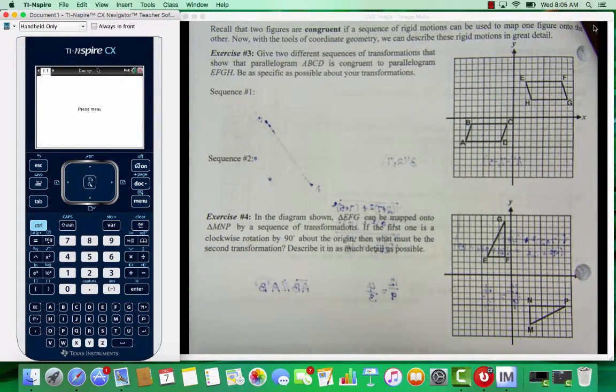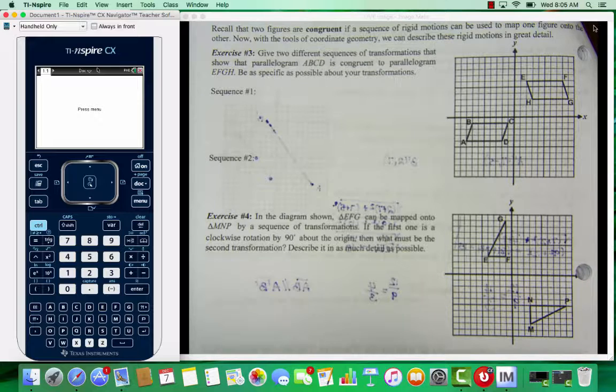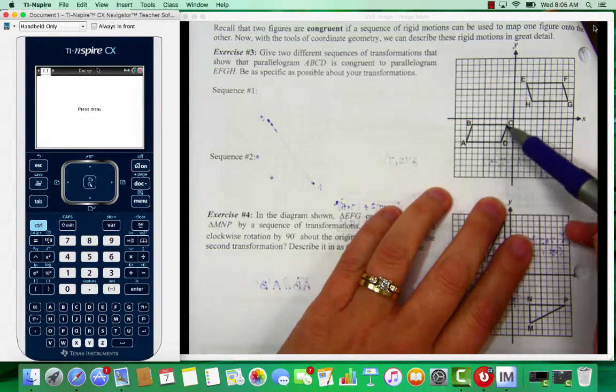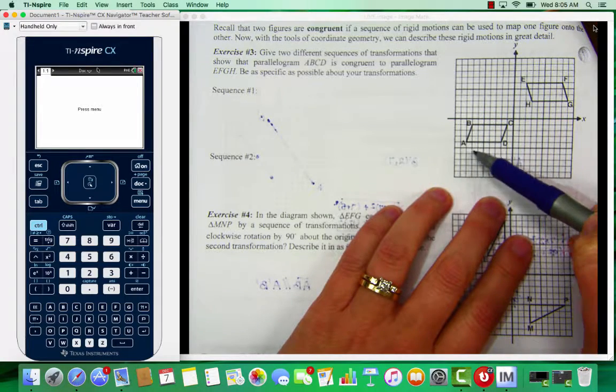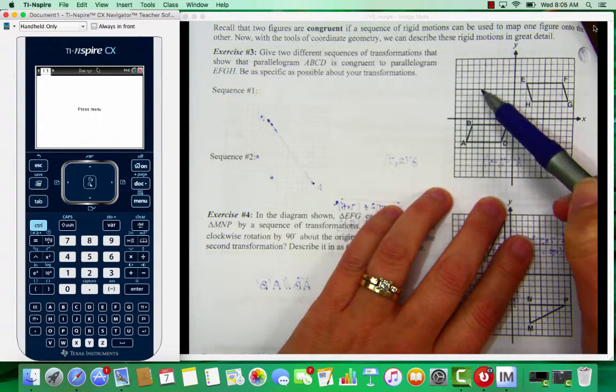All right, so on the back, we're going to just remember that two figures are congruent if a sequence of rigid motions can be used to get one figure onto the other. So now with our coordinate geometry tools, we can use some of our rigid motions to describe this in more detail. So we're given two different sequences of transformations that show that parallelogram ABCD is congruent to parallelogram EGFH, and what we want to do is be as specific as possible. So basically, we want to do something to this parallelogram right here to get it over to this one.